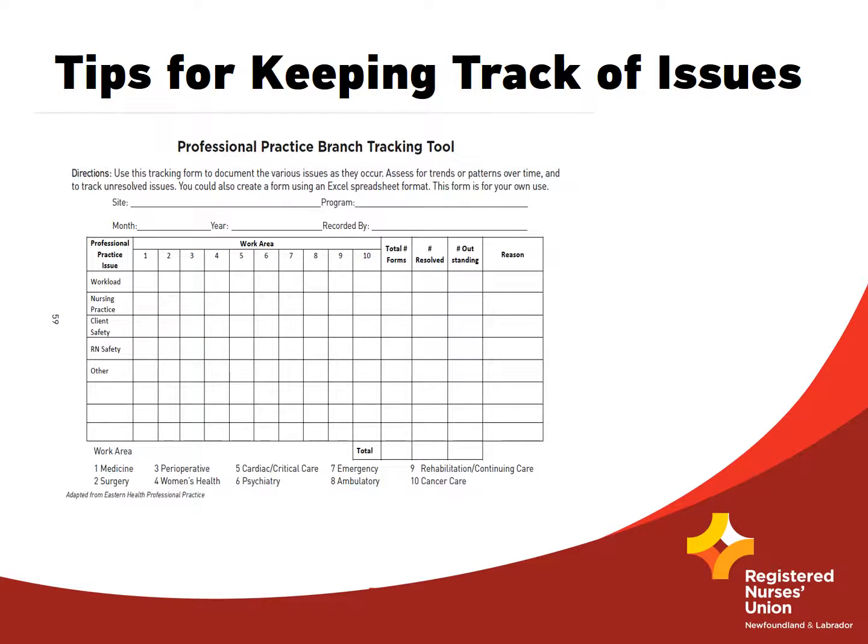The Professional Practice Branch Tracking Tool is in the booklet on page 59. It can simplify the process of keeping track of any professional practice issues in your branch. You can modify the form to include date, the type of issue, and dates of conversations and meetings. Look at the form on a monthly basis to see how many issues have been resolved or how many are still outstanding. Also, assess the form to see if there are any trends.